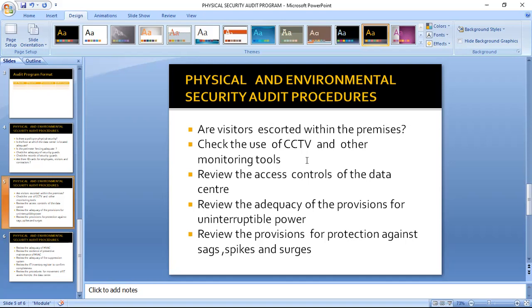Then review the provisions for protection against sags, spikes, and surges. These are electrical events that can cause problems in the data center. With sags, the voltage drops sharply. With a spike, the voltage increases sharply. With surges, the voltage increases for an extended period of time. All these can cause damage to systems in the data center. So you want to see the protection the IT people have prepared against such occurrences.